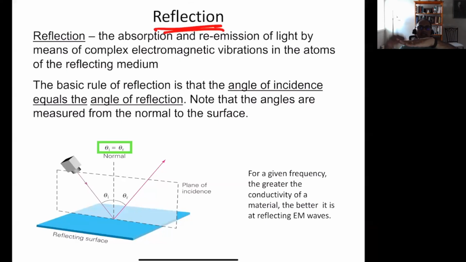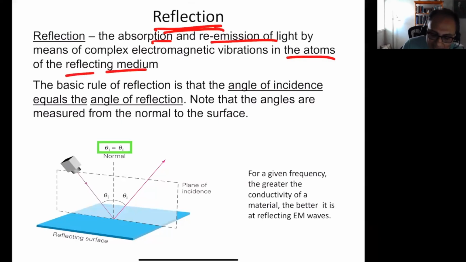When light hits the surface of my hand over here, it's making the electrons on the atoms and molecules near the surface of my hand vibrate. And those vibrating electrons, you know that vibrating charges produce electromagnetic waves. So those vibrating electrons in my hand produce more light, and that is the reflected light. That makes sense? So reflection is the absorption and re-emission of light by the atoms in the reflecting medium.